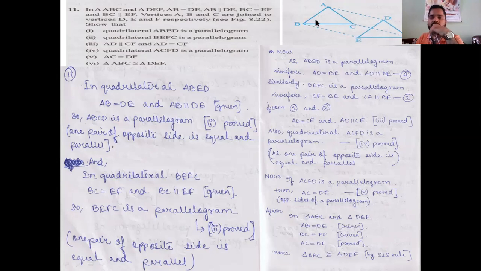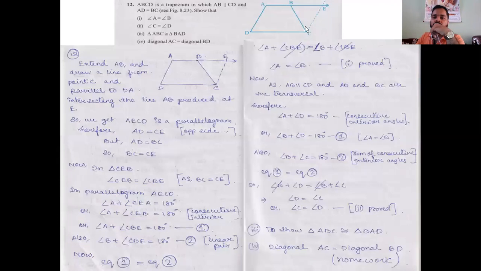So at last what we got is the three sides of this triangle are equal to the three sides of this triangle. That means by the side-side-side property, we can say that these two triangles are congruent. So this question is finished. The last one. Okay. So this is an important question.